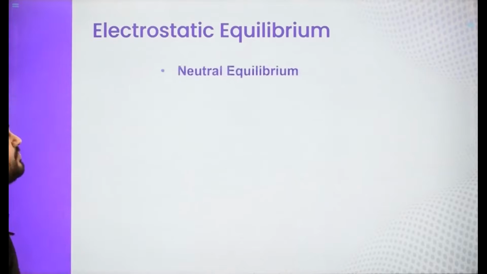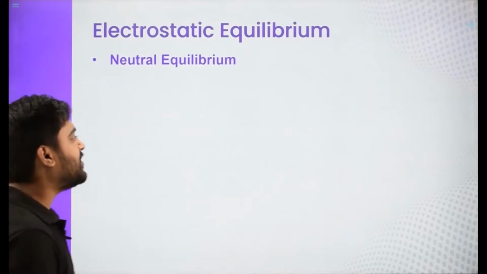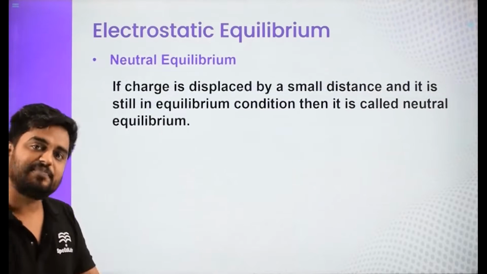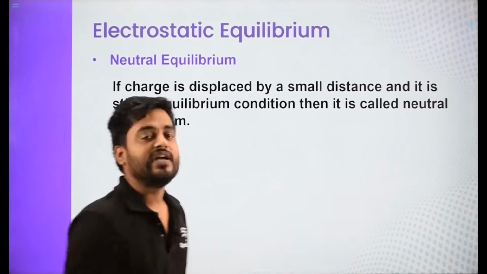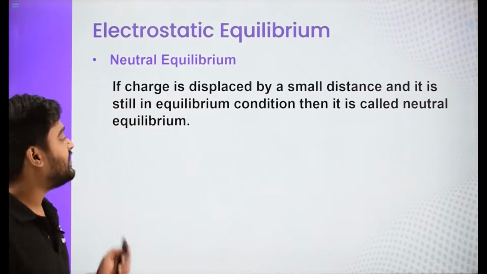What about the next equilibrium? Neutral equilibrium. Neutral equilibrium is that equilibrium where you displace it slightly and it neither tries to come back nor tries to go away. So that equilibrium is called neutral equilibrium.